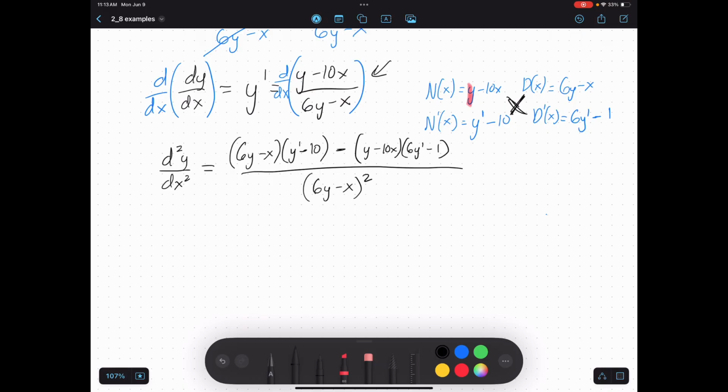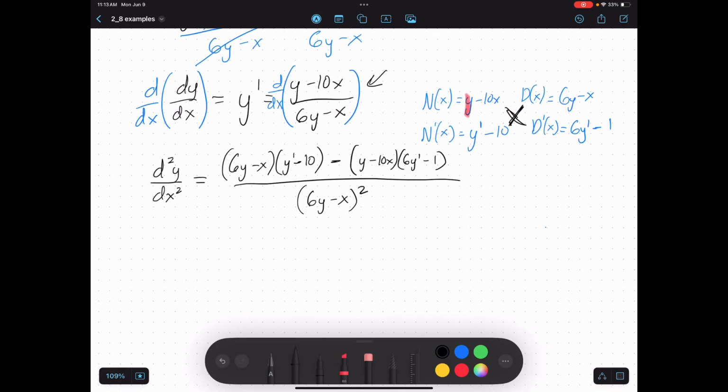So all I've done so far is just use the quotient rule with a little bit of implicit differentiation. But here's my problem: we were okay with the first derivative being in terms of both y and x. That's fine. Notice what this second derivative is in terms of. It's in terms of y, x, and y prime. But what is y prime again? Y prime is really just that first derivative, dy over dx.